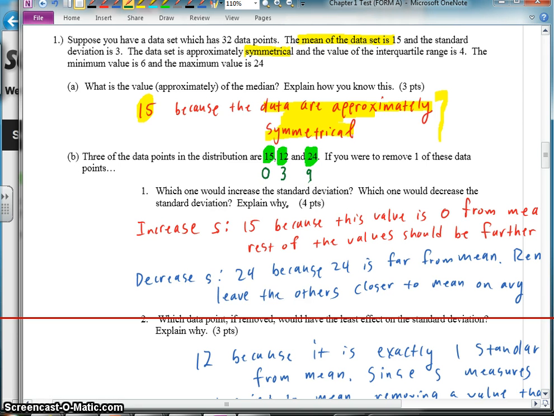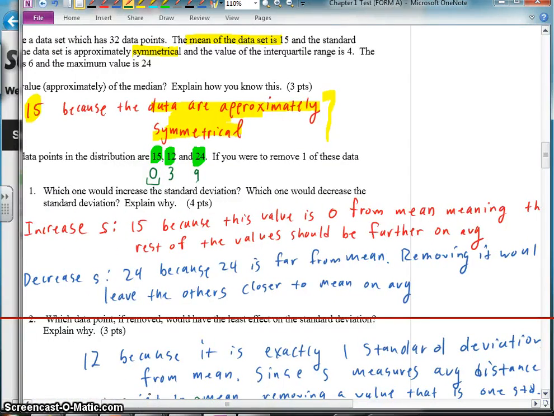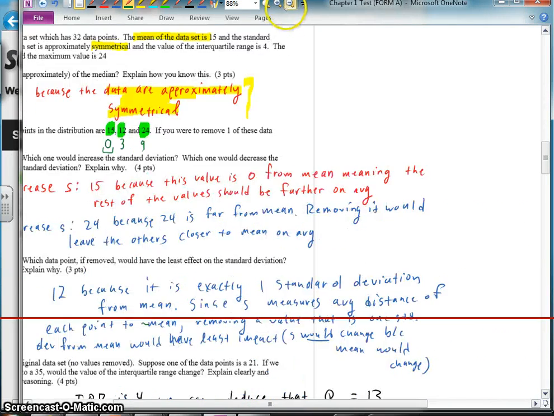So if we were to remove the 15, we would be removing a point which is 0 from the mean. Meaning, the other points left over would be on average further from the mean. We're sort of removing a 0 from the average of the deviations. Okay, that's going to increase the standard deviation because the rest of the data are on average further away than that 15, which is right on the mean.